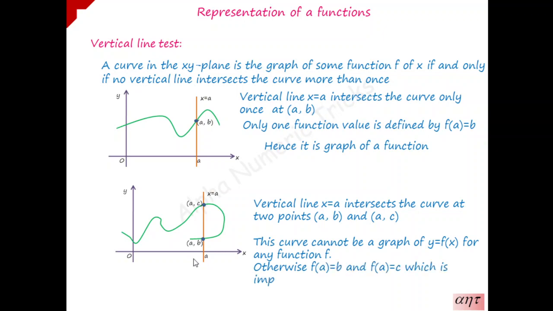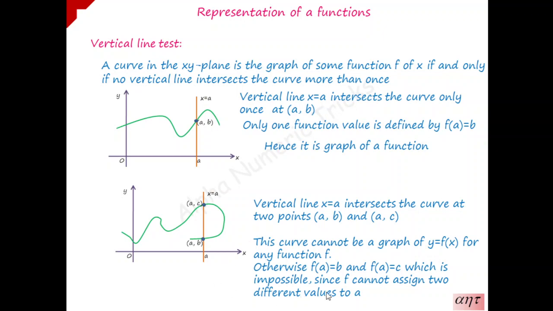Otherwise we could say that f(a) equals b, and here f(a) equals c. f(a) equals b here and f(a) equals c here, which is impossible because f cannot assign two different values to a. So what is a function? For exactly one input, you should have exactly one output. That is the definition of a function.